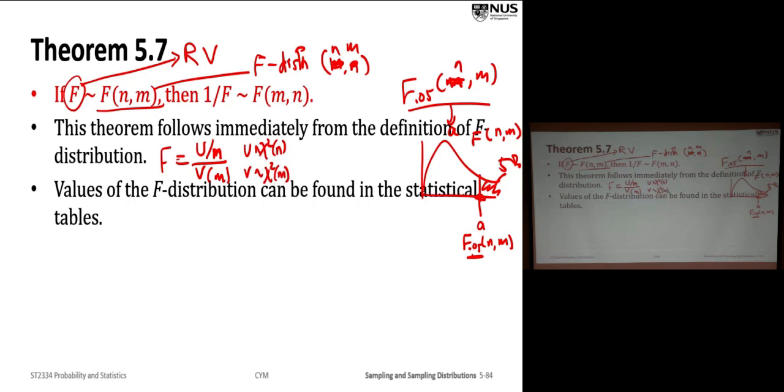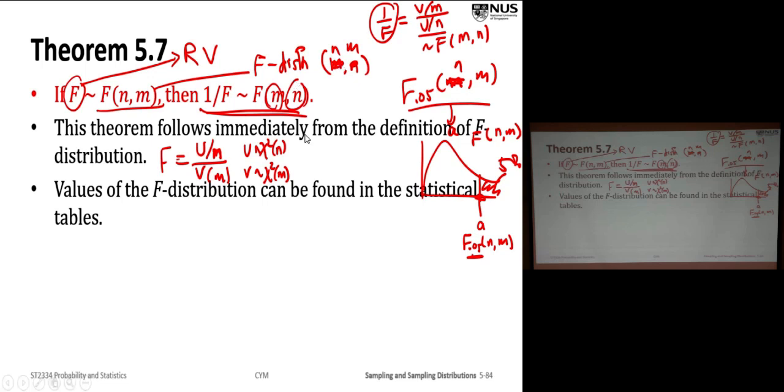So what is 1 over F? Let me write 1 over F. It is V over M and U over N. I just reverse the numerator and denominator. So this quantity follows an F distribution with degrees of freedom M and N. All right, so that's the result. That property follows from the definition of the F distribution. It is a ratio of two independent chi-squares, so when you take 1 over F, you just swap the numerator and the denominator. That's why the degrees of freedom also swap.